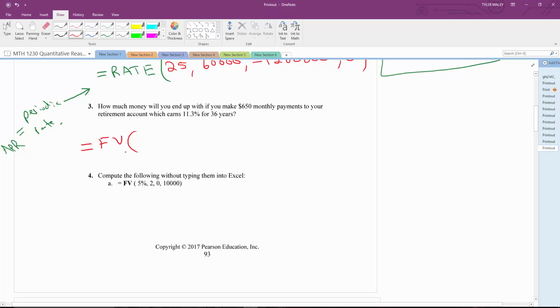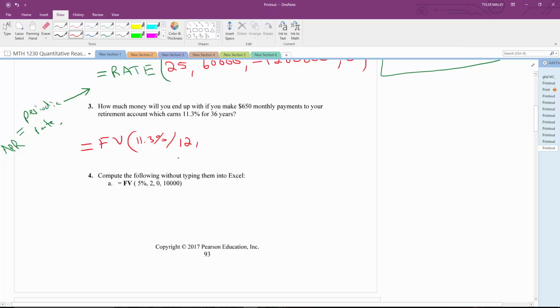So we'd have equals future value, and then I would put in the rate. So we want the periodic rate. So I would take 11.3% divided by 12, right? Because this is monthly. A lot of things that we're dealing with in financials work with monthly, but they may not be monthly, so you just have to pay attention to that. Since it's monthly, we're going to divide that by 12 because there are 12 periods in 1 year.